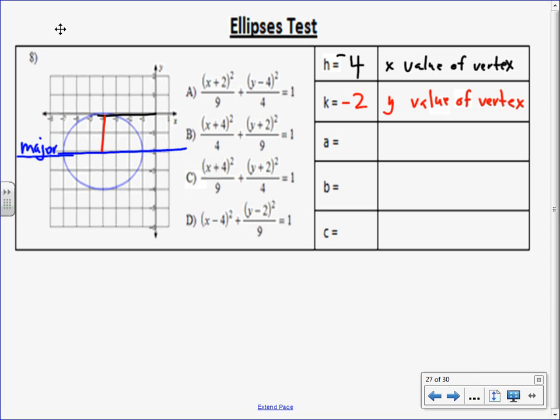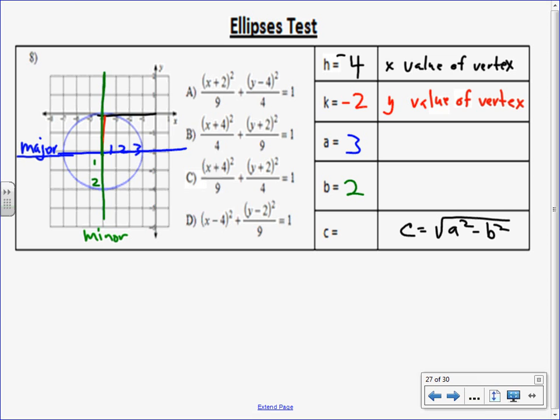So that's 3. Again, I got that from here. 1, 2, 3. The minor axis in this particular problem is 1, 2, so this number is 2. What makes it major or minor is the length. And then when we calculate C in just a minute, C is the square root of A squared minus B squared. So I plug this stuff in.